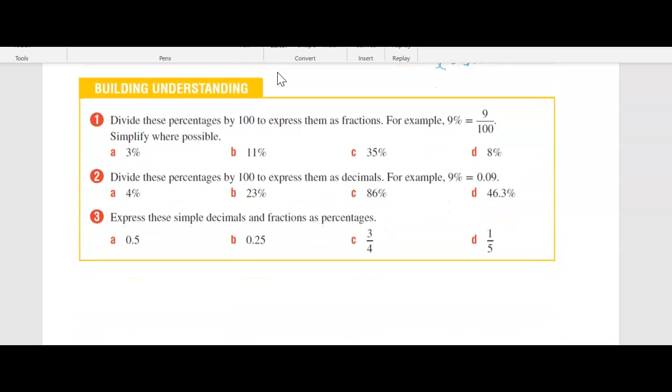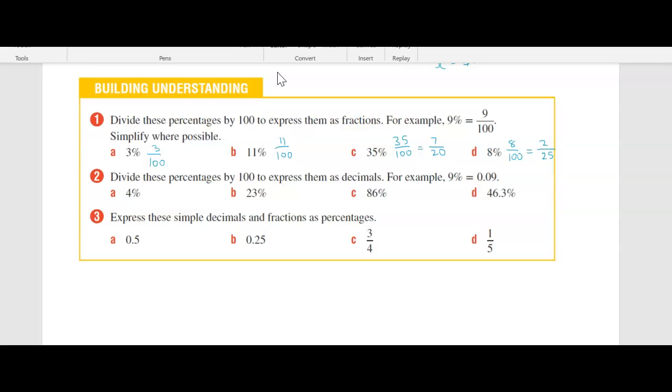All right, so let's do some building understanding questions. Divide these percentages by 100 to express them as fractions. So 3% is 3 over 100. 11%, 11 over 100. 35%, now we should probably simplify this one. So we look for the highest common factor. I know that 5 goes into 35 and 100. So 5 goes into 35 7 times and into 100 20 times. And then we've got 8 over 100. So looking for the highest common factor, which is 4, 4 goes into 8 twice and into 100 25 times.